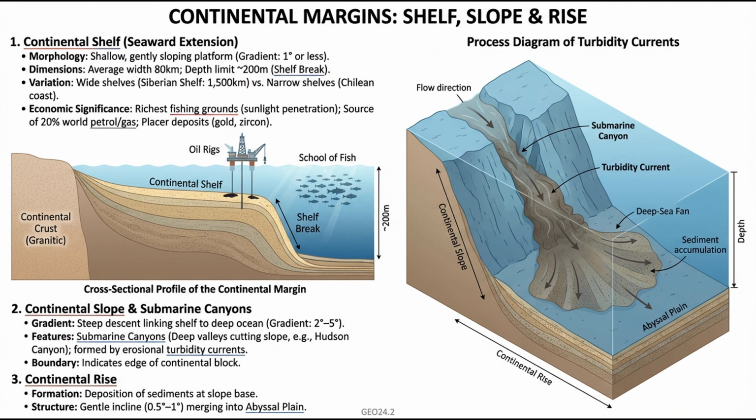Finally, where this avalanche hits the bottom, it slows down and dumps its load. This pile of sediment forms the continental rise. It connects the steep slope to the flat deep sea. So the sequence is logical: shelf, submerged land, slope, the drop, rise, the debris pile. Understanding this profile is crucial because it governs where resources are found and how sediments are transported from land to the deep abyss. Clear logical chain बन रही है ना?